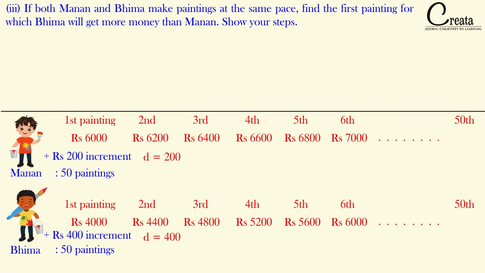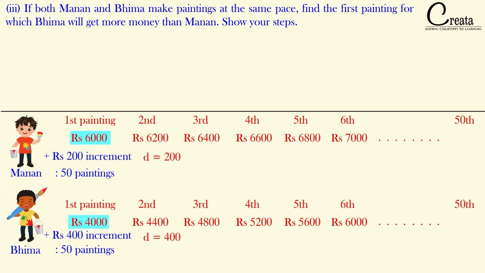In part 3, it is asked: if both Manan and Bhima make paintings at the same pace, find the first painting for which Bhima will get more money than Manan. For the first painting, Manan has asked for rupees 6,000 while Bhima has asked for rupees 4,000. The money asked by Manan is more as compared to Bhima, but Manan has asked for rupees 200 increment for each painting while Bhima has asked for rupees 400 for each painting.